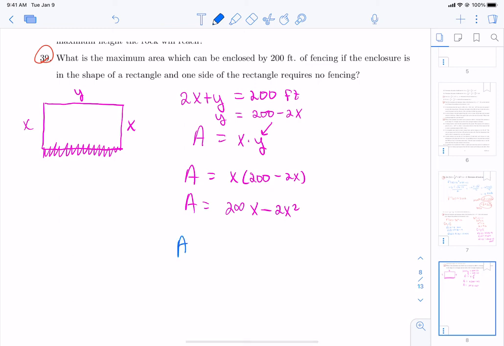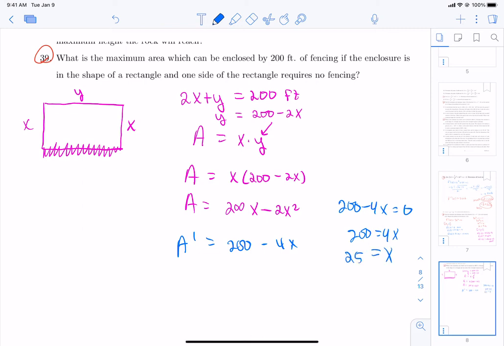So the derivative is 200 minus 4x. We need a plus or minus chart. That's our only number. So if I were a guessing person, whatever I get for this is going to be my maximum. But that's 200 equals 4x. X equals 25.